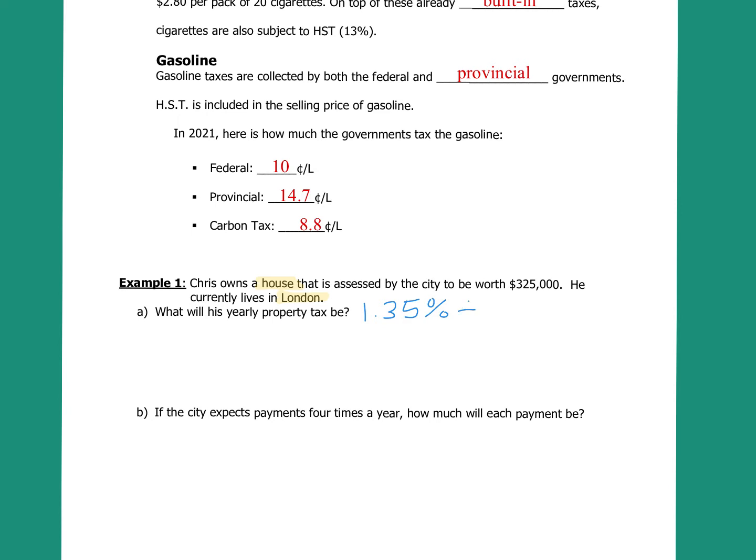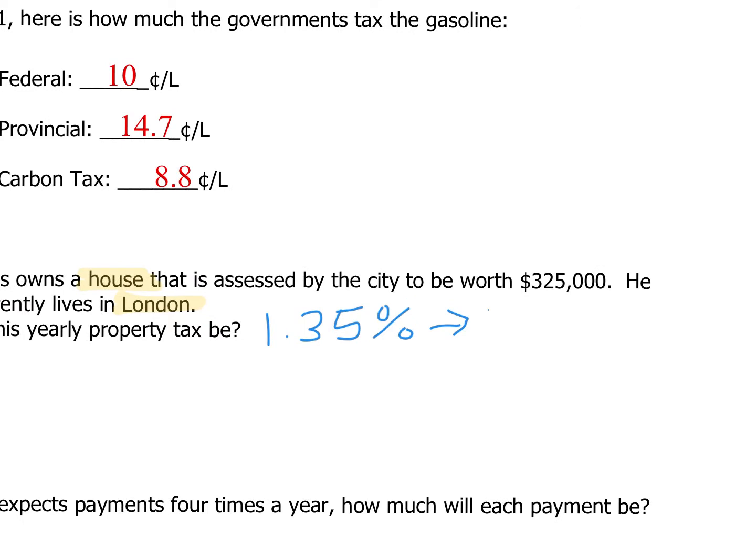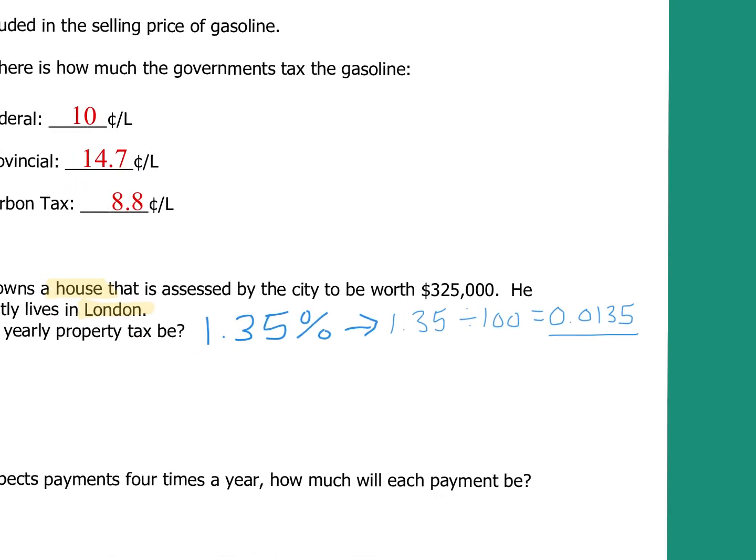The same way that we would turn our 13% HST into a decimal is we divide it by 100. I'm just going to zoom in here a bit more so I can write better. 1.35 divided by 100 gives us 0.0135. This is the decimal we're going to use in our calculations.